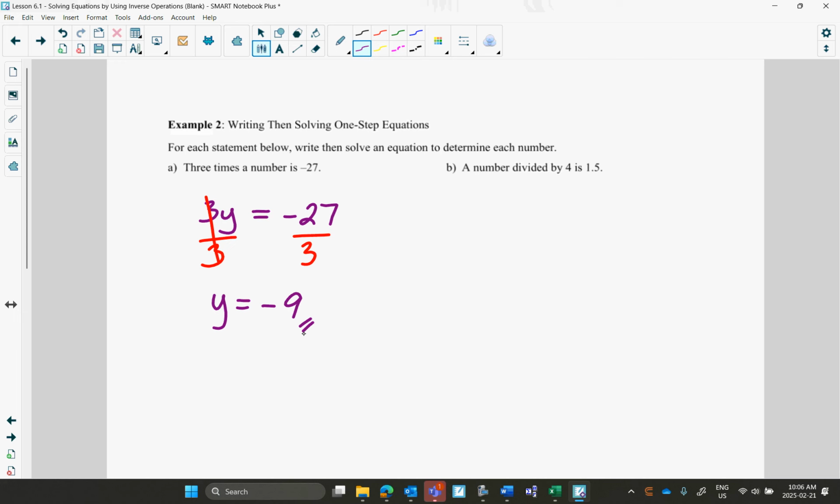So you can see, it's 3 multiplication. A number means pick a letter, and you can pick any letter you want. Just make sure it's lowercase. So we could have done 3x equals negative 27. We could have done 3h equals negative 27. Any letter you want. The most common one we use is x, but it doesn't have to be x. A number divided by 4 is 1.5. Like x over 4 equals 1.5.